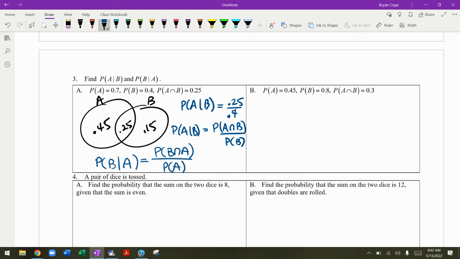Okay, so do B then by yourself. You have two answers you need to give me. Find the probability of A given B and find me the probability of B given A.